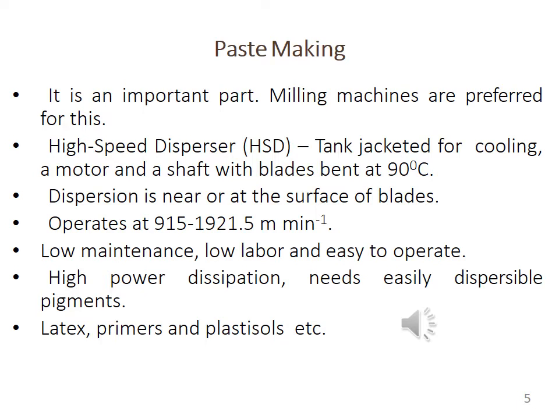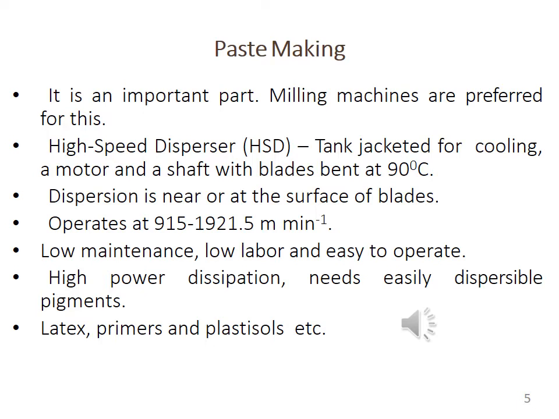Paste making. How can we make the paste during the production of paints? It is an important part. Milling machines are preferred for this. So, making paste is an important part during the production of paints. To make the paste, certain milling machines are used for this purpose.